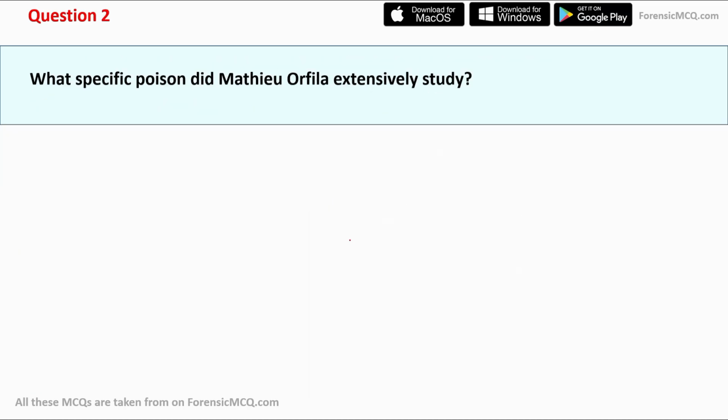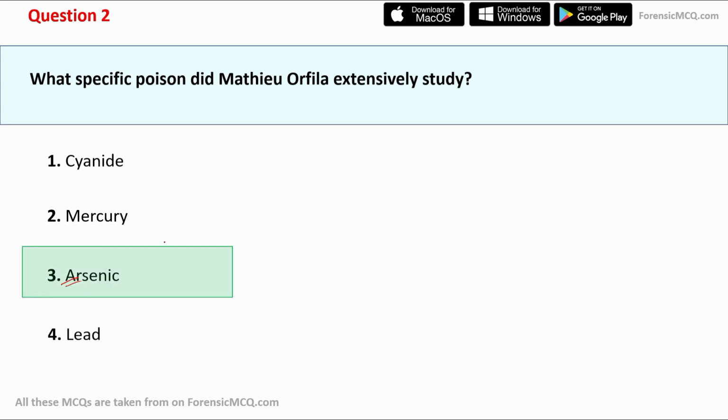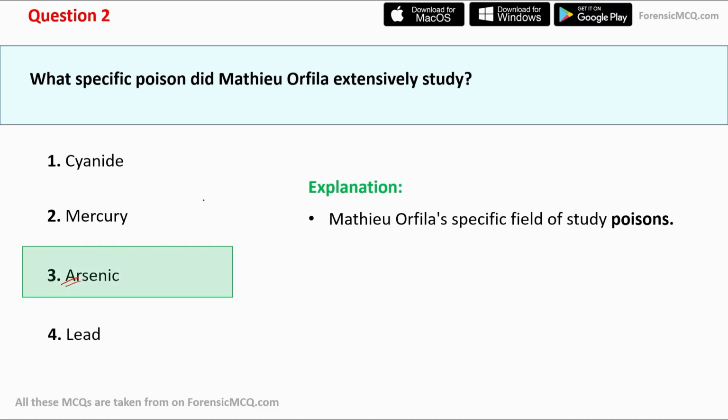Now, let's move to question number two. What specific poison does Matthew Orfila extensively study? And here are the options. First is cyanide, second is mercury, third is arsenic, and fourth is lead. So the correct answer is arsenic. Now let's take the explanation part.